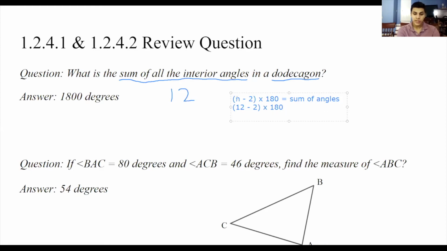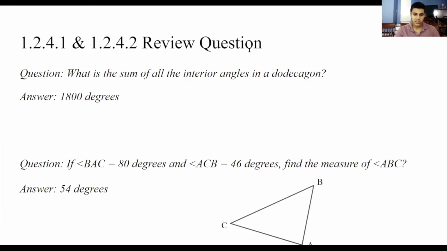So the next thing that we need to do is whatever's in the parentheses, which is 12 minus 2. So that will be equal to 10. And then you always have to remember to write the rest of your formula. And then finally, we have 10 times 180, which is just adding a 0 to 180. And that gets you 1,800 degrees. And that's how you get your answer.